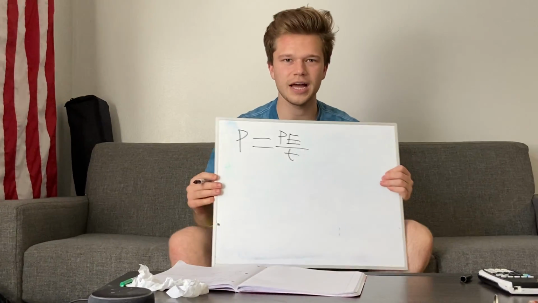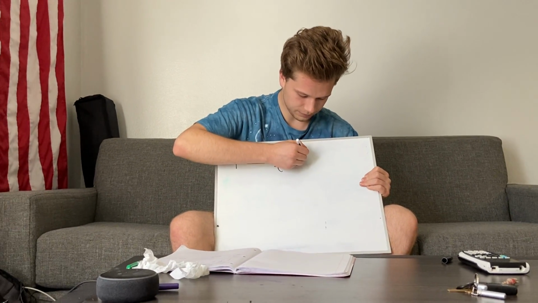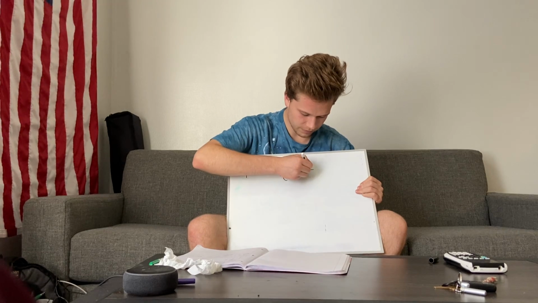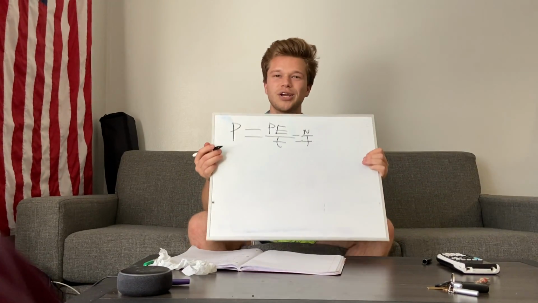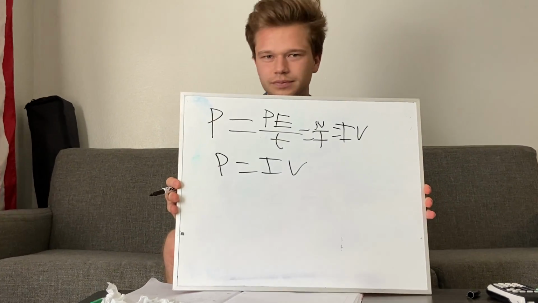And so for power, we have power is equal to potential energy over time. Really simple. And potential energy is equal to the charge times the voltage, over time as well, which is incredible because charge over time is what we call current. So we have power is equal to current times voltage.